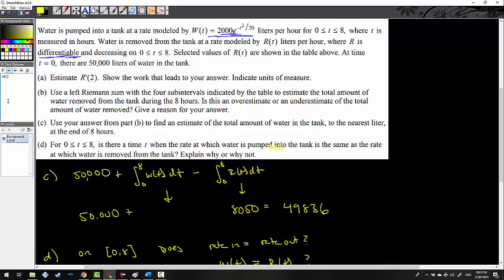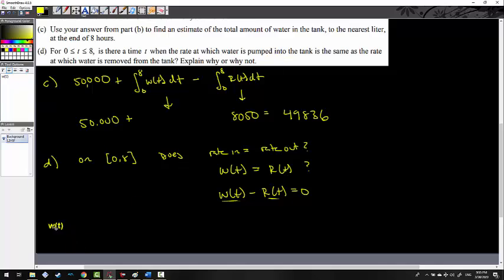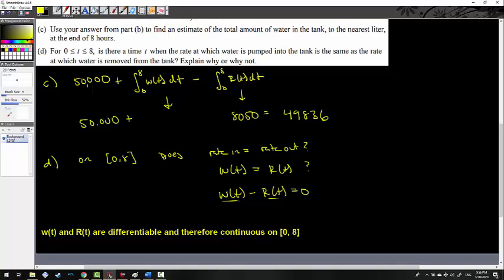So let's write that down before we do anything else. W of t and R of t are differentiable and therefore continuous on 0 to 8. Once I establish that, then I am in bounds to use the intermediate value theorem. So let's go ahead and find out what these things are. I'm going to move them up. I'm running out of space here.